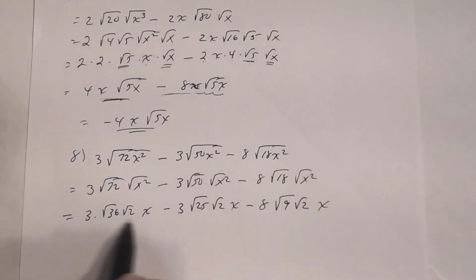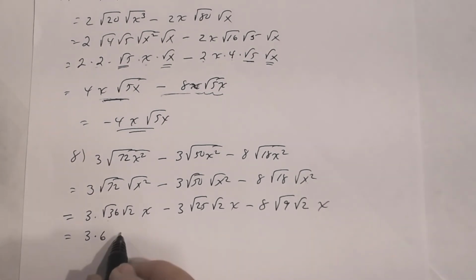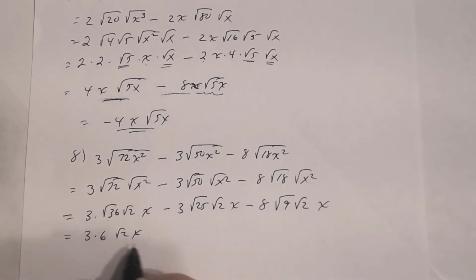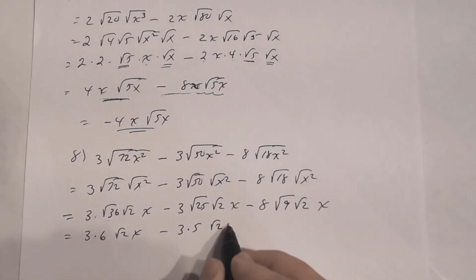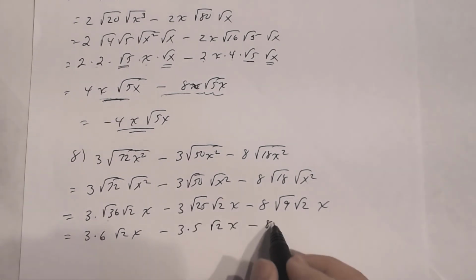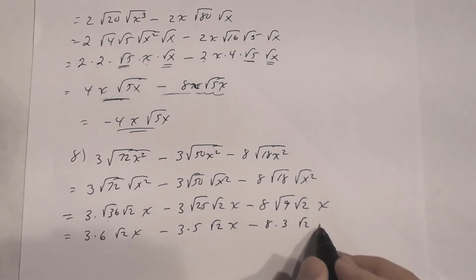All right, now let's simplify what we can again. So that 3 times square root of 36 is 6. Square root of 2 times x. Minus 3 times square root of 25 is 5. Square root of 2 times x. Minus 8 times square root of 9 is 3. Times square root of 2 times x.